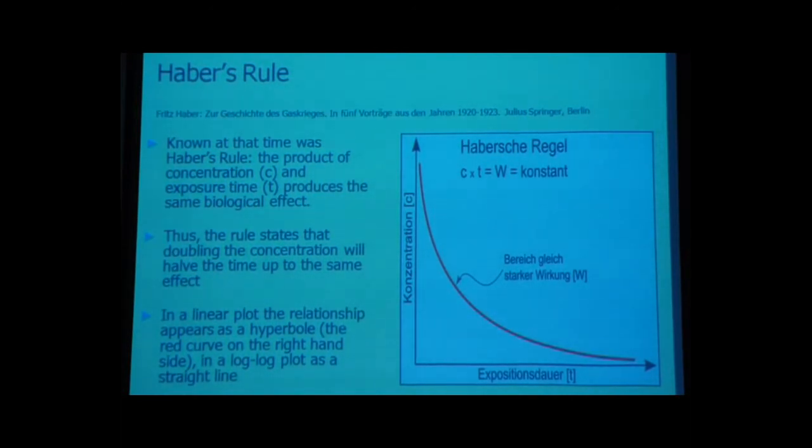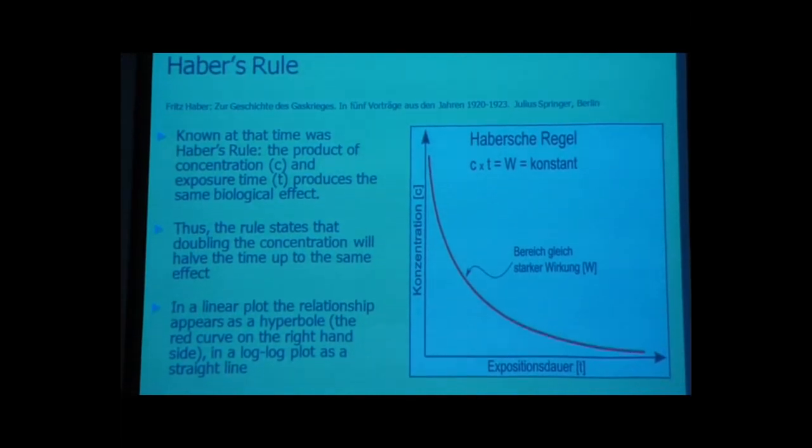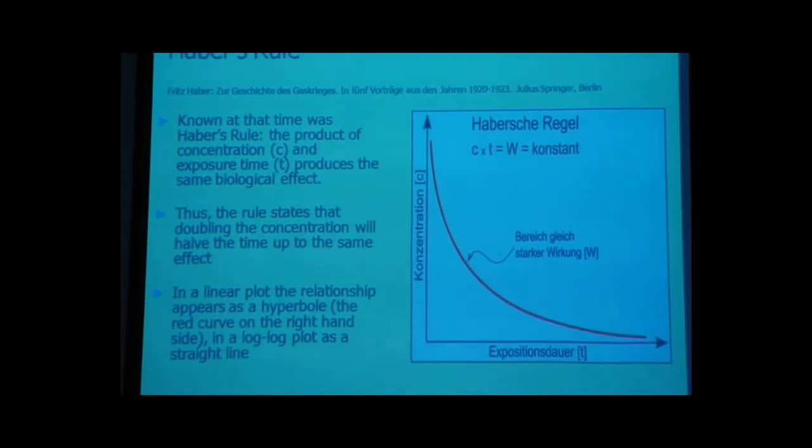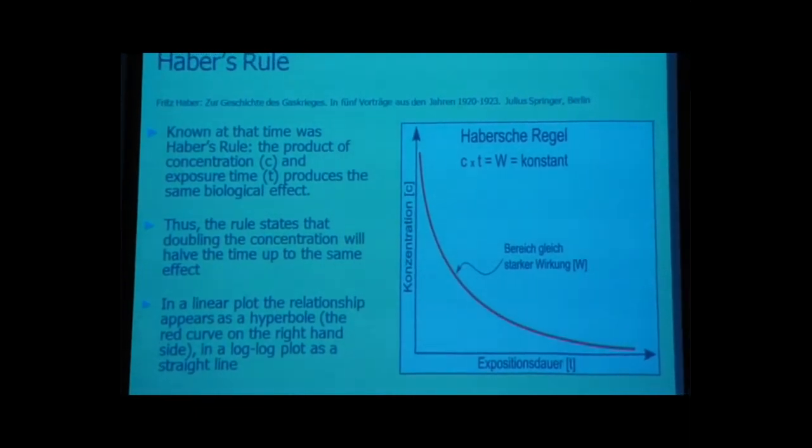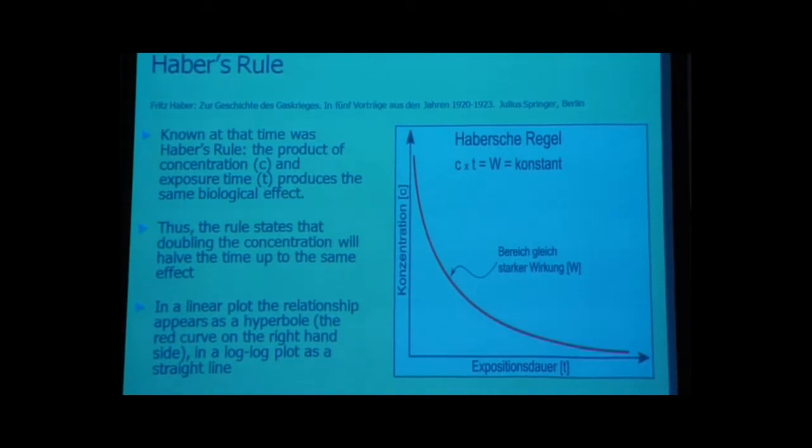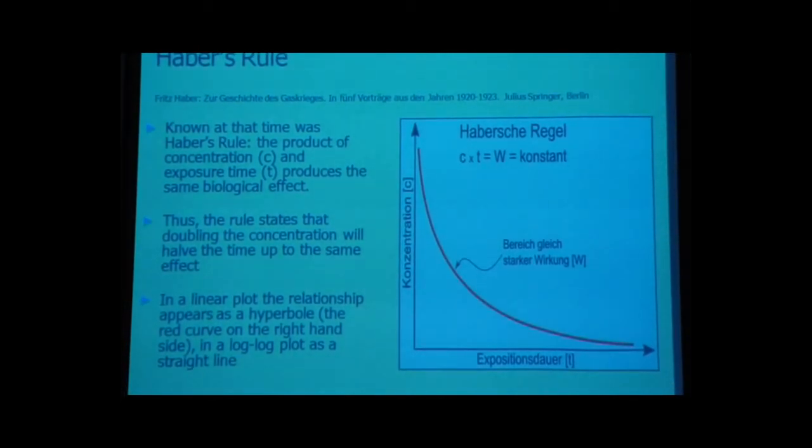Known at that time was Haber's rule: the product of concentration and exposure time produces the same biological effect. Thus, the rule states that doubling the concentration will halve the time up to the same effect. In a linear plot, the relationship appears as a hyperbola, the red curve on the right-hand side, on logarithmic coordinates as a straight line.